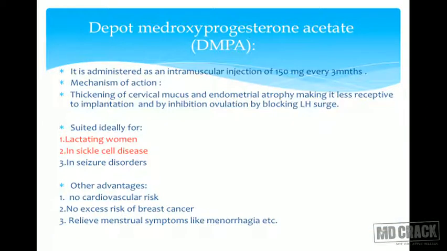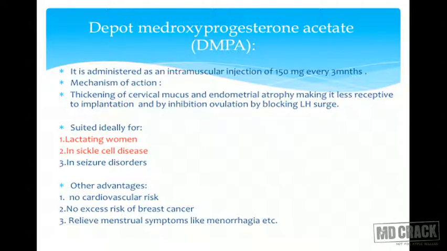Coming to Depo-Provera, depomedroxyprogesterone acetate, that is DMPA. It is administered as an intramuscular injection. 150 milligrams of DMPA is injected every 3 months. The female is supposed to take this injection.